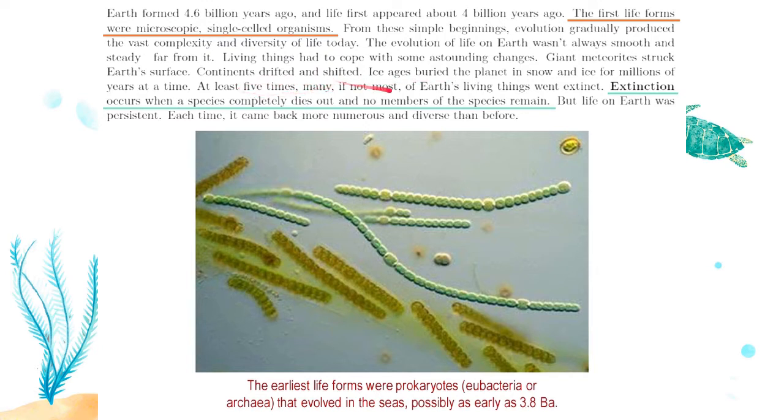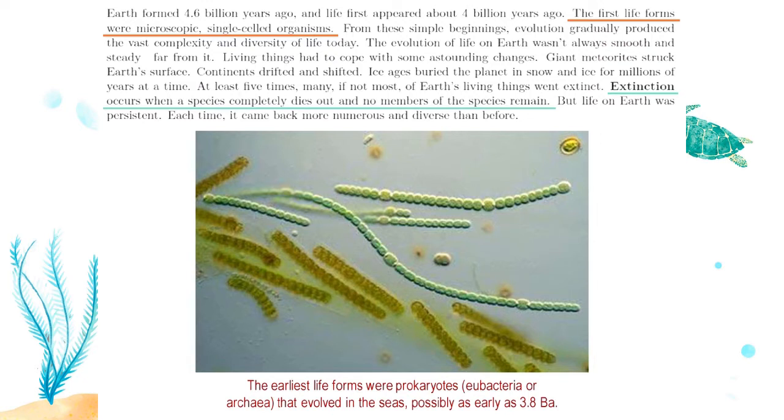So 5 times, the Earth's living things went extinct. We define extinction as when a species dies out. By the way, people, the word species is always in plural form, so it always has the letter S, even if you're just talking about a single species. A species is a group of organisms that are so closely related that they can interbreed and produce fertile offspring. That's just one of the many definitions of species.